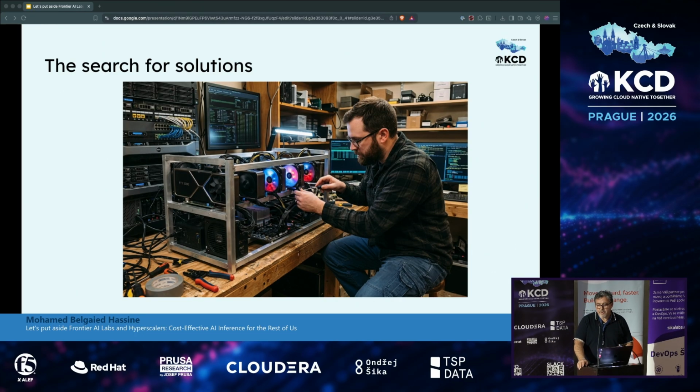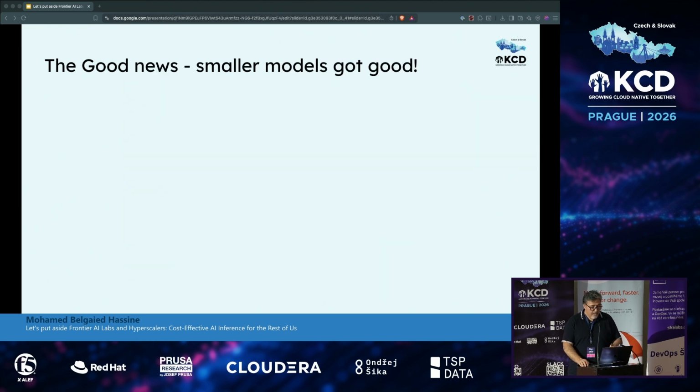And now we remember our hobbyist. We said that on one extreme end, there is this hobbyist who is tinkering with his GPU rig, and he's doing wonders. So the question is, why? Why is he able to do wonders? And the answer is open weight models.